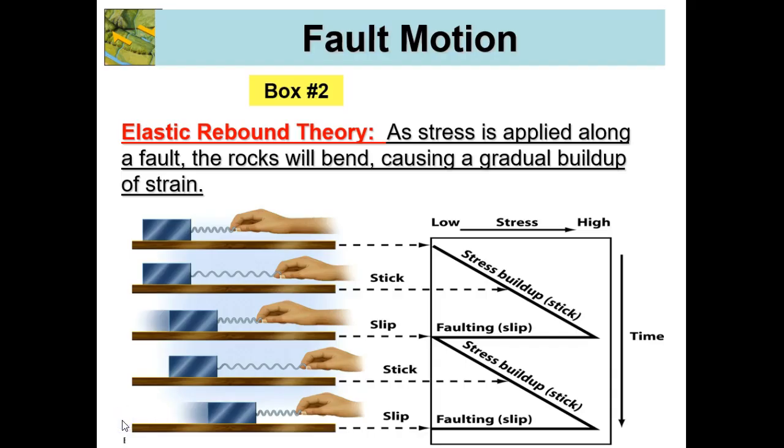In box number 2, you're going to title it Elastic Rebound Theory. Just like the tire built up elastic potential energy, the elastic rebound theory simply states that as stress is applied along a fault, the rocks will bend, causing a gradual buildup of strain. We talked about stress and strain last semester. And then eventually it'll stick, and then it'll slip, stick, and then slip until eventually all that energy is released.